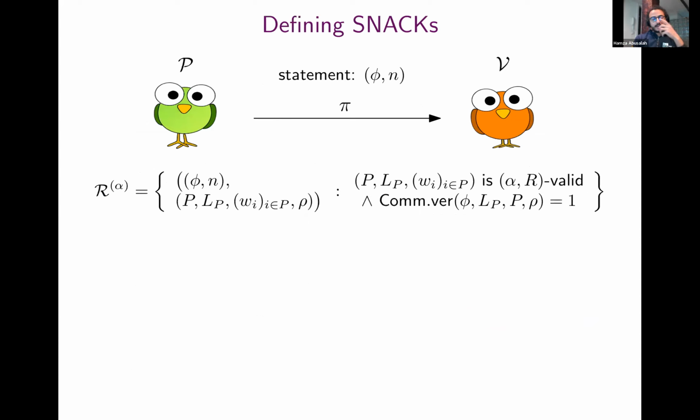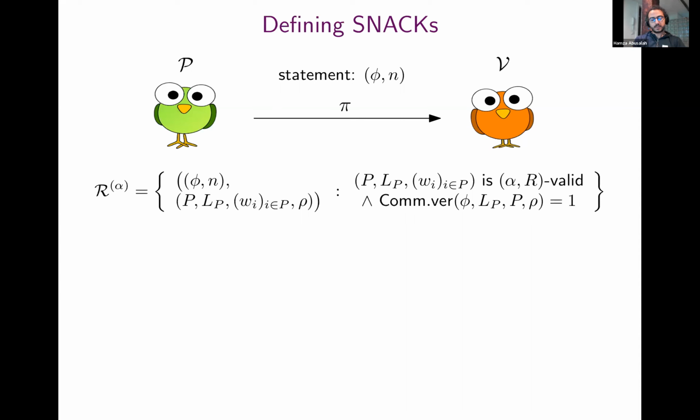It is, as we define it, non-interactive. So there's a prover and from the prover to the verifier, and we define it with respect to this witness relation, where the statement is a tuple (phi, n), where phi is a position binding commitment to a chain of length n, and the witness is an alpha-R valid path in this graph, and an opening of the labels on this path with respect to the commitment phi.